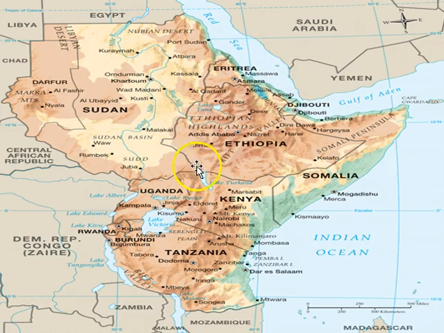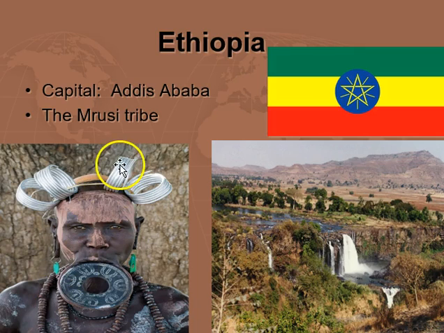So we're gonna begin with Ethiopia, which is here. The capital of Ethiopia is Addis Ababa. It is most famous for the Mursi tribe, which wear clay discs to stretch out their bottom lip. So this is their bottom lip. He can talk, he can eat, he can do everything he needs to do with that clay disc in his lips. So the Mursi tribe is a famous tribe in Ethiopia.